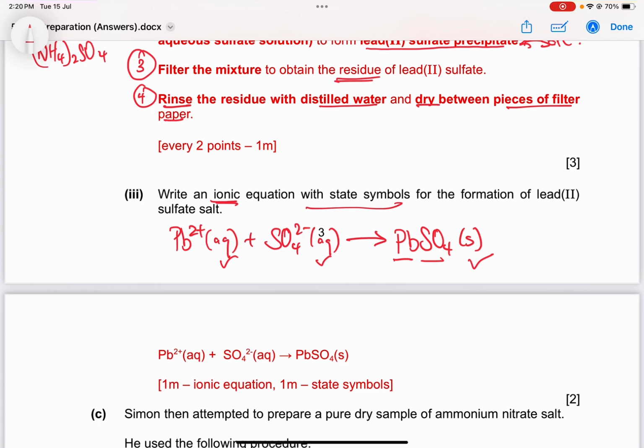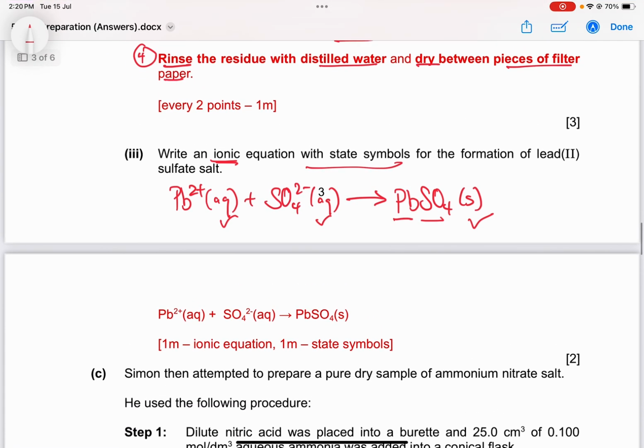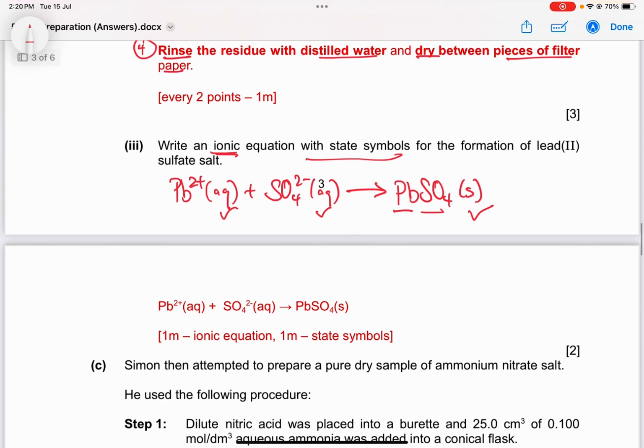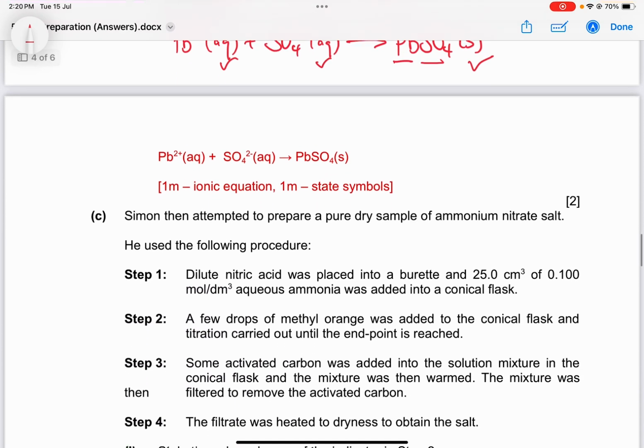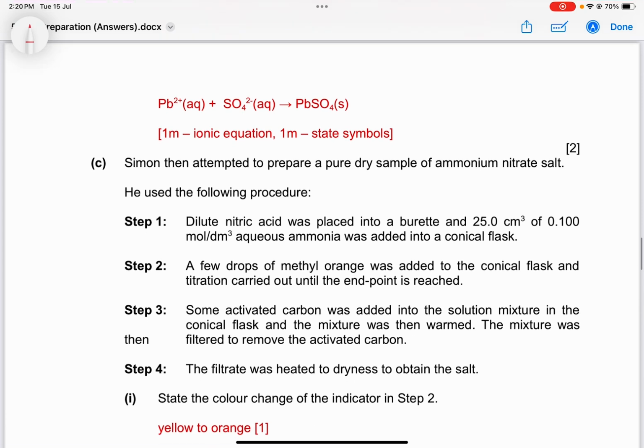Okay, last one. Simon then attempted to prepare a pure dry sample of ammonium nitrate salt. He then used the following procedures. There's a lot of steps here. To prepare ammonium nitrate, you know that you should use the titration method, and hence he mentioned the burette and so on.